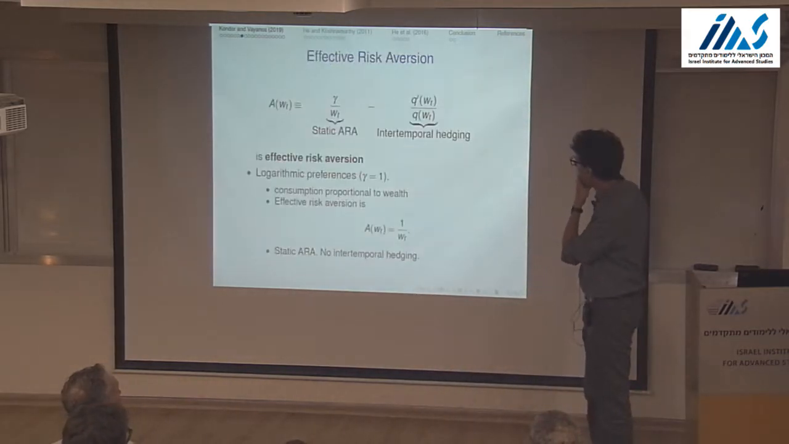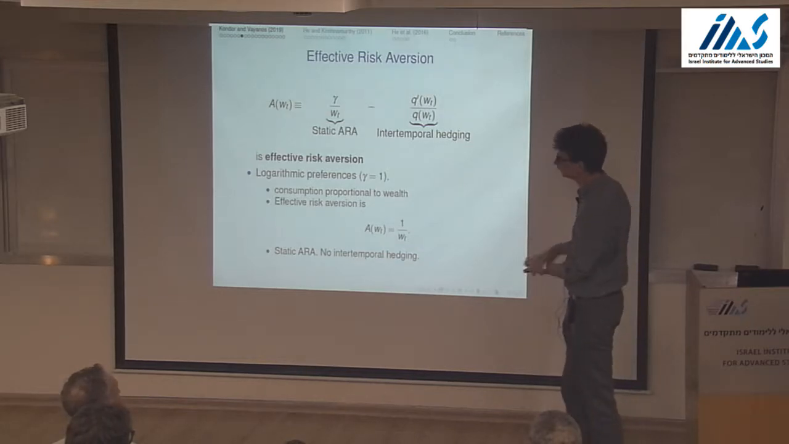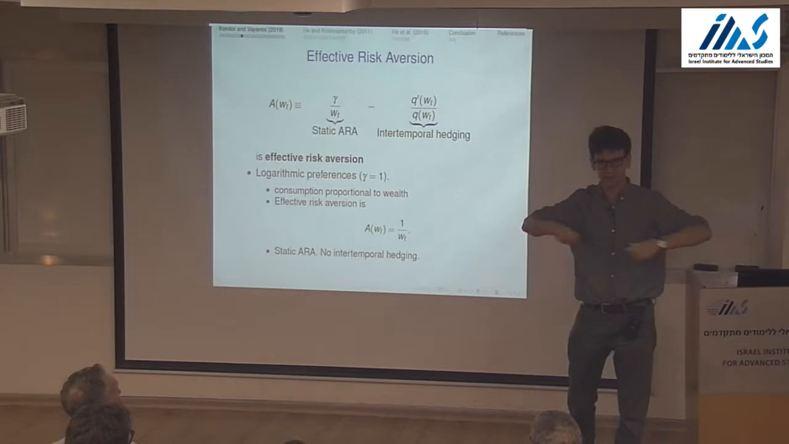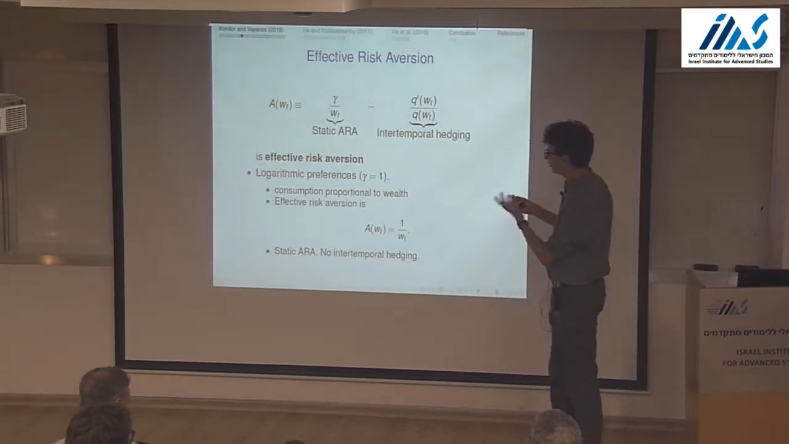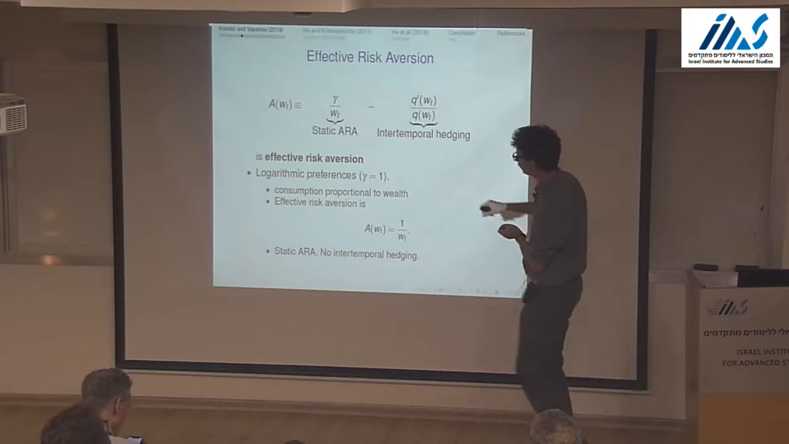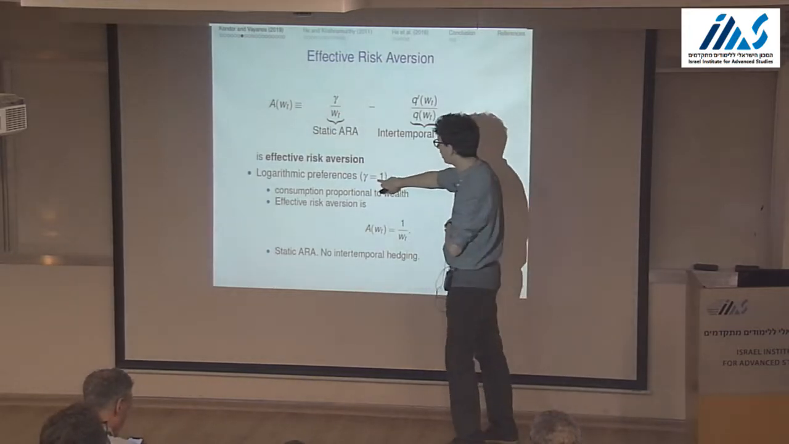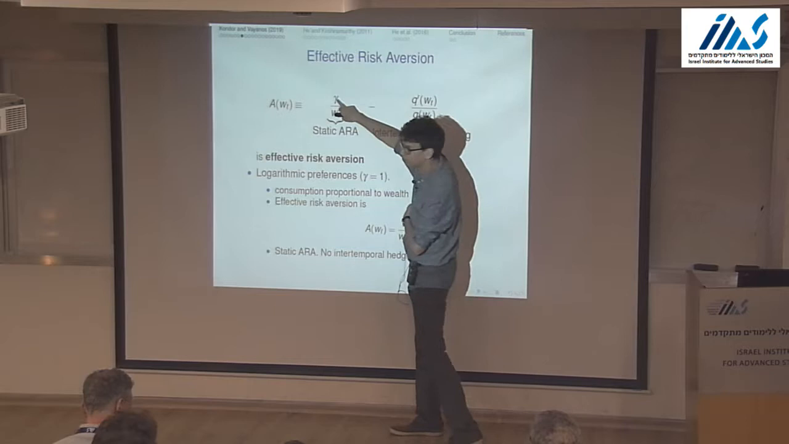So let me show you how it looks for different risk aversions. Two interesting cases. In the model, we solve for everything, for any gamma, but two interesting cases are kind of like the extremes. One of them is log preferences. If gamma is 1, then this thing here is 1.